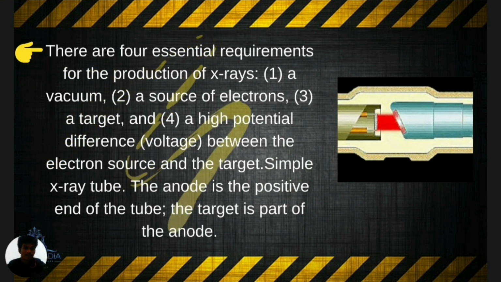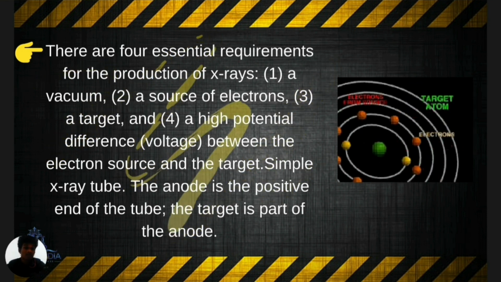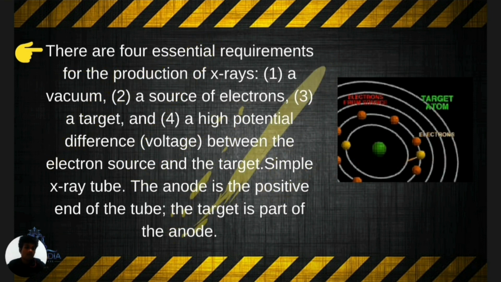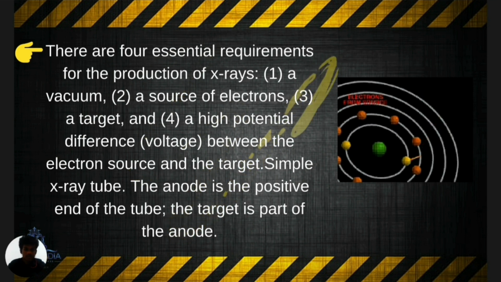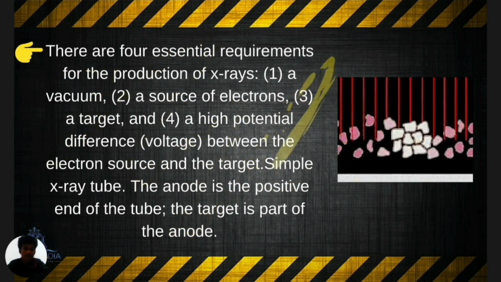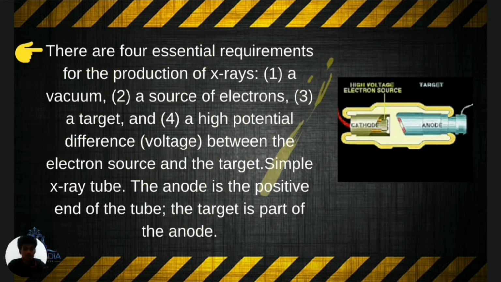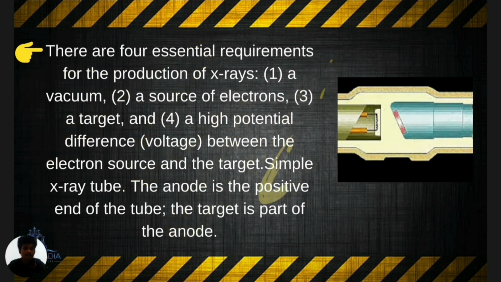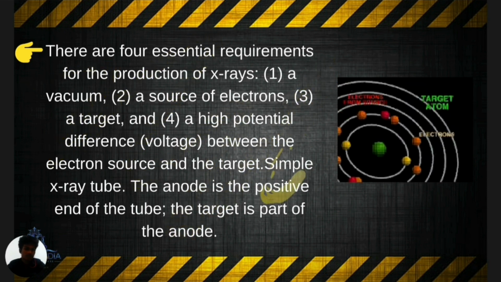For the production of X-rays, we need the following requirements. Number one is a vacuum. Number two is a source of electrons. Number three is a target, and number four is a high potential difference between the electron source and the target. Here, the anode is considered as the target where electrons are going to hit. Now let us see the detailed explanation of the production of X-rays.